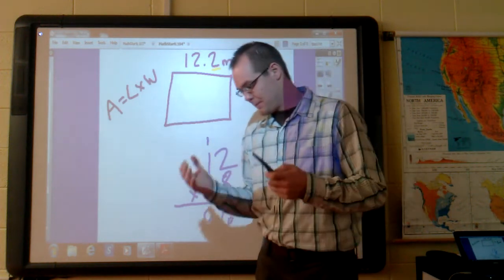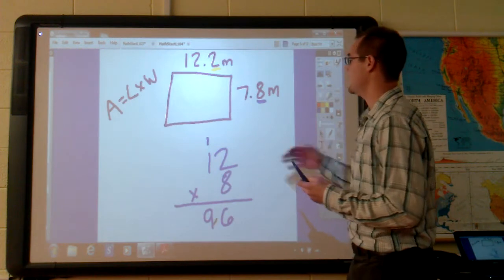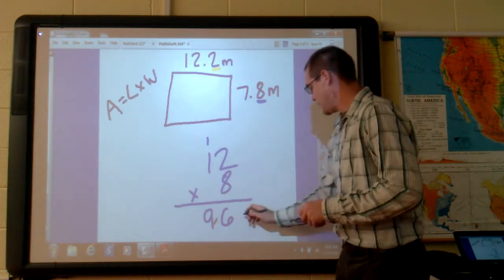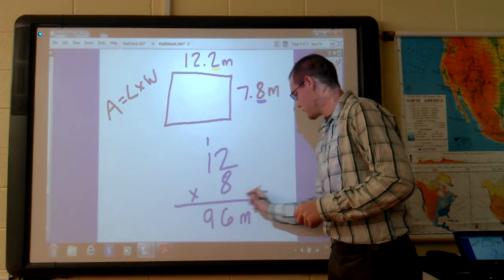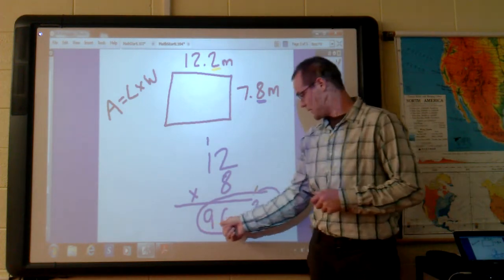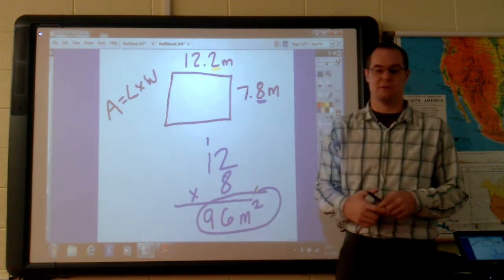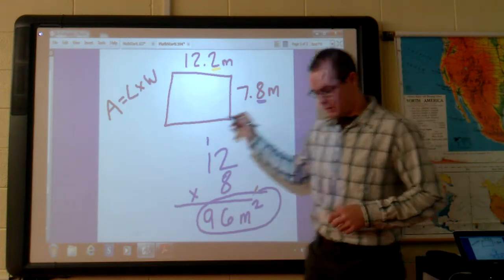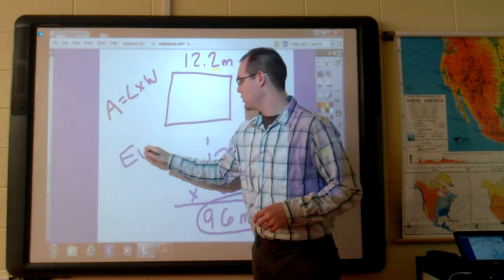Okay, so my estimated area of this garden is 96 meters squared. And again, you can also write 96 square meters if you'd like to write it that way. And this is your answer for example number 3.